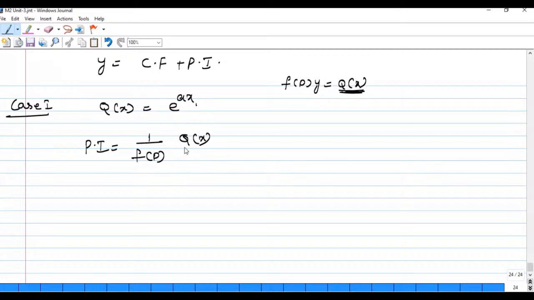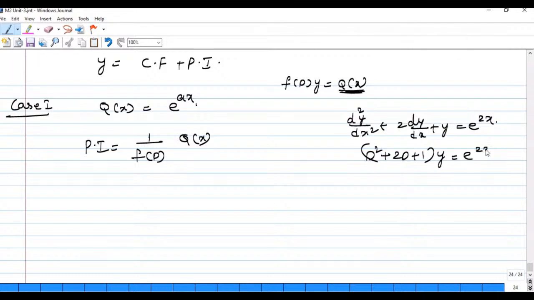PI is equal to 1/f(D) into Q(x). You know what f(D) is? Suppose the given equation is d²y/dx² + 2 dy/dx + y = e^2x. Then what is the symbolic form of this equation? (D² + 2D + 1)y = e^2x. This is f(D)y = e^2x. So f(D) is D² + 2D + 1.